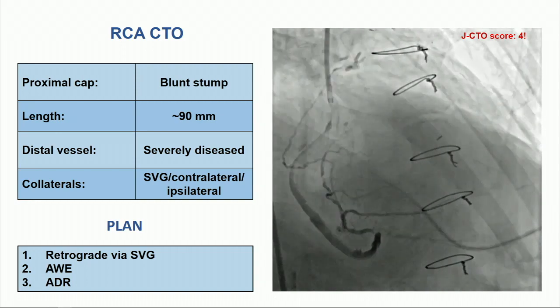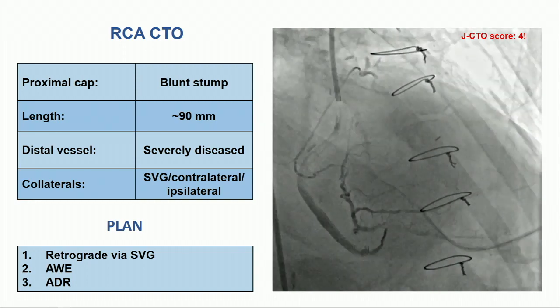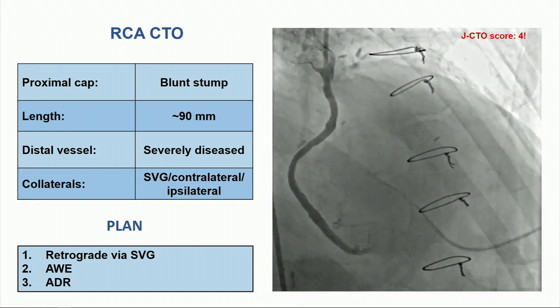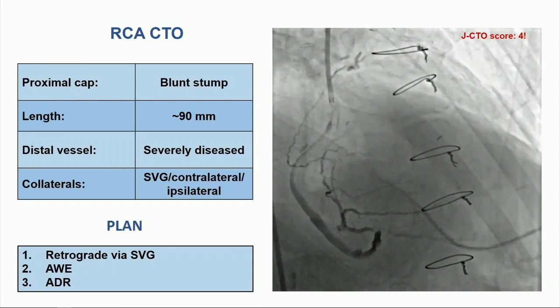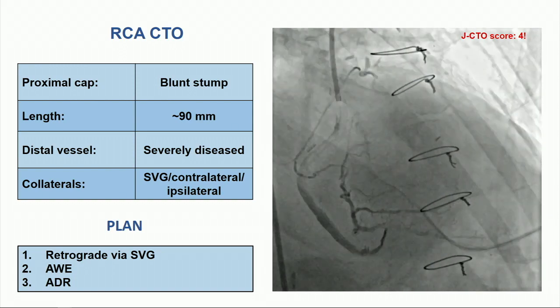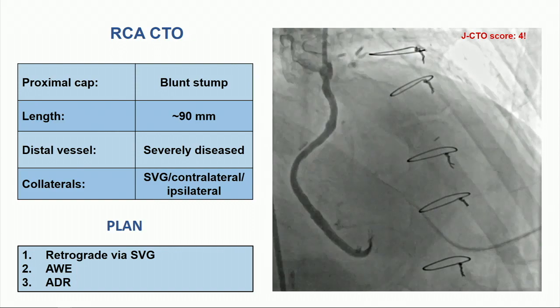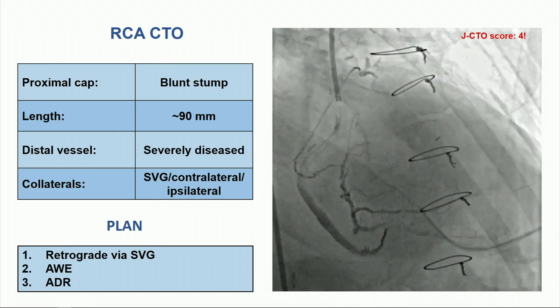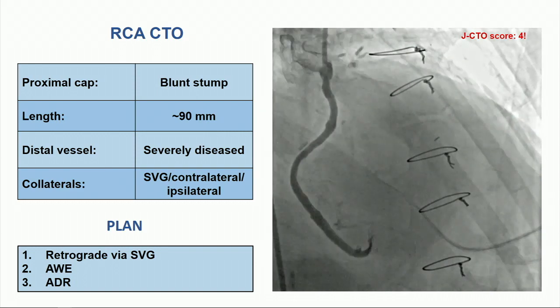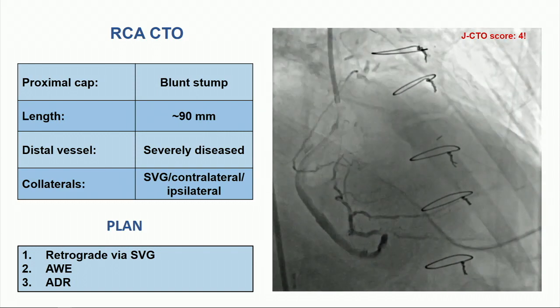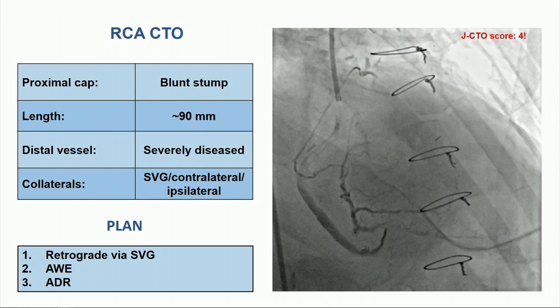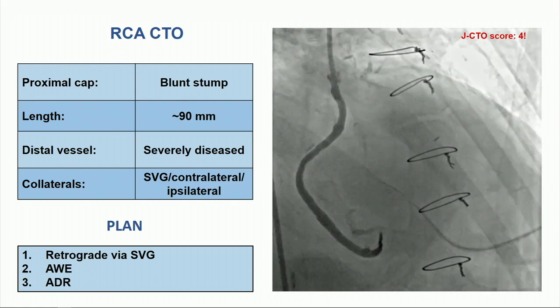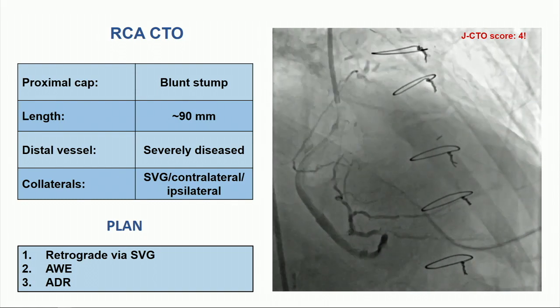RCA CTO was of a high complexity. Proximal cap had a blunt stump. Lesion length was approximately 90 millimeters. The distal vessel was severely diseased. And we had multiple options for collateral crossing, such as SVG, contralateral, and ipsilateral collaterals. The original plan was to perform a retrograde attempt via SVG, and as a second option, in case of failure, proceed with the antegrade wire escalation.